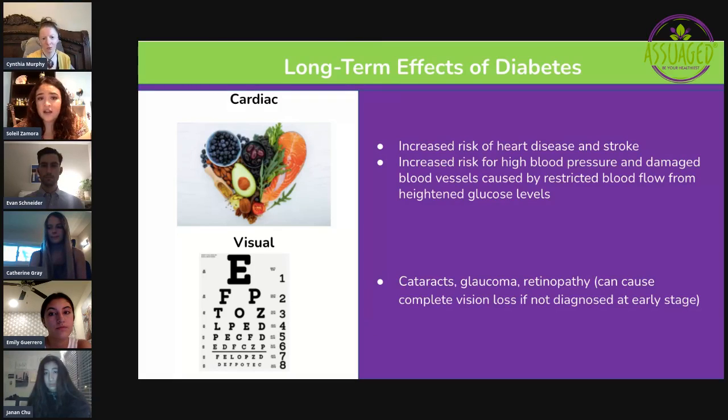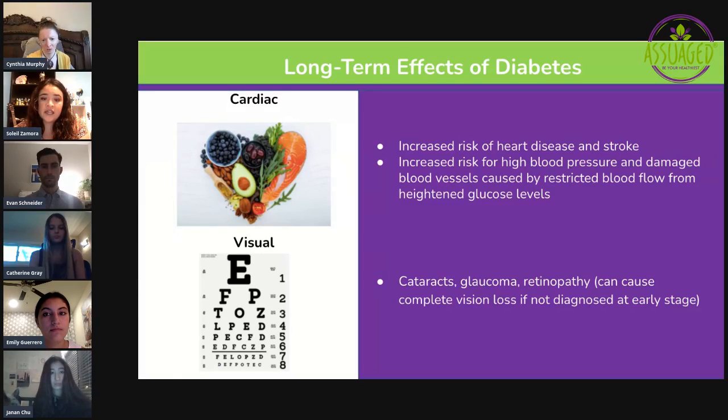For cardiac long-term effects, over time, uncontrolled blood sugar can cause damage to arteries. People with diabetes are more likely to develop heart disease. They have an increased risk for high blood pressure, which damages the blood vessels, caused by restricted blood flow from heightened glucose levels. For visual long-term problems, diabetes can cause damage to tiny blood vessels in the eyes.